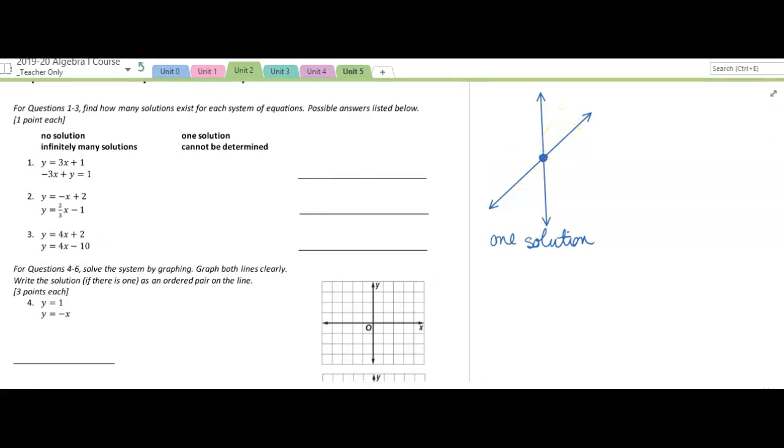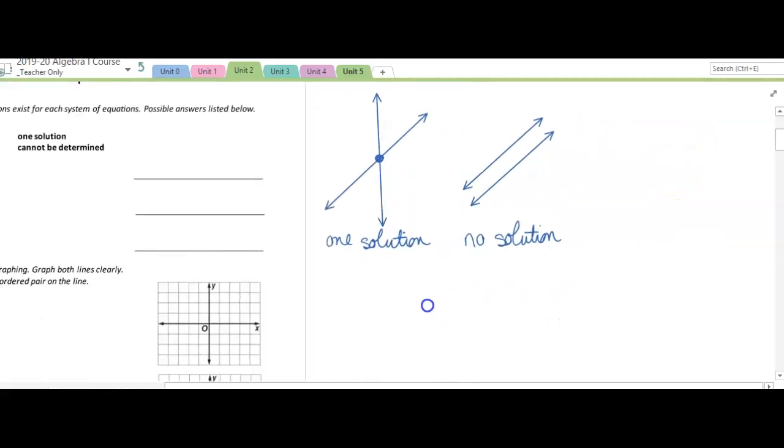If two lines never cross, like these two lines, they never cross. There is no solution. And one thing you'll notice about these lines, they are parallel. They have the same slope, the same steepness.